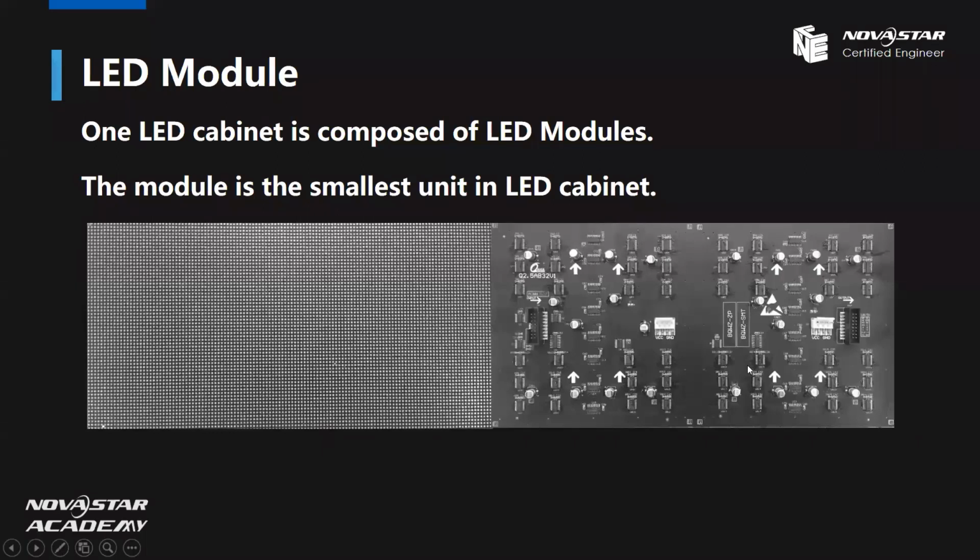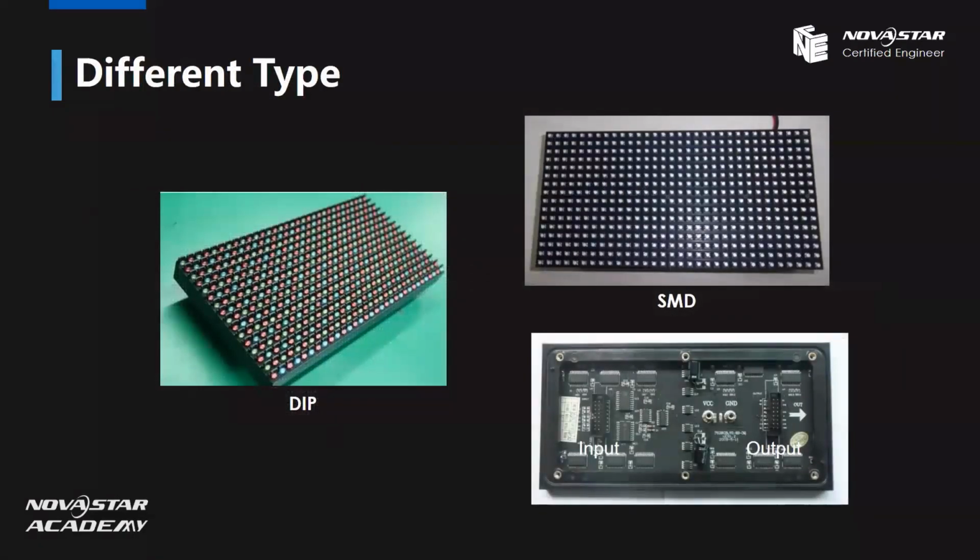Here we can see there are lots of electronic components on the PCB board, and this part should be designed and produced by the manufacturer. As we know, different brands of manufacturers have different LED cabinets. So we will have different types of LED modules, like the DIP, SMD, and this is the back side of the LED module.